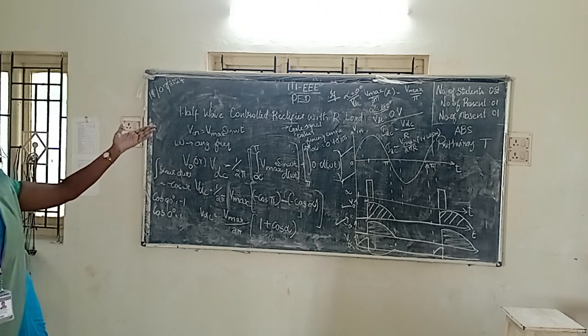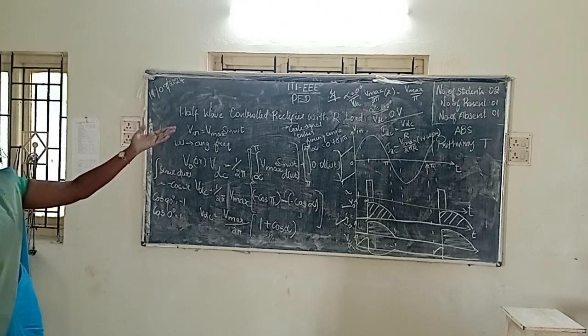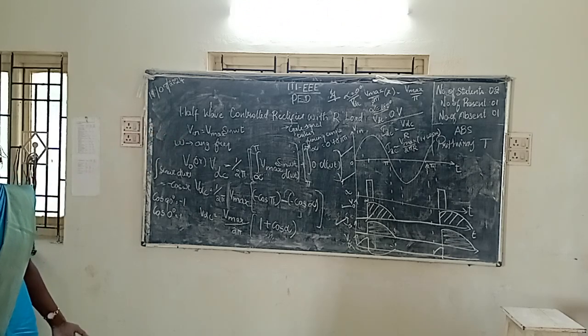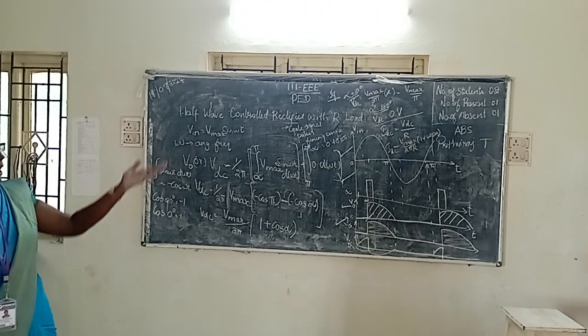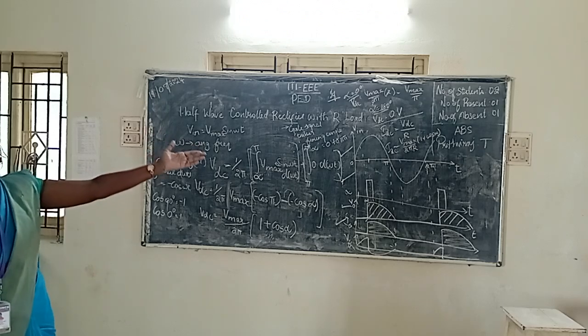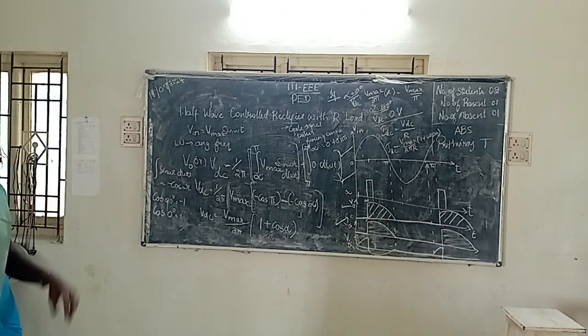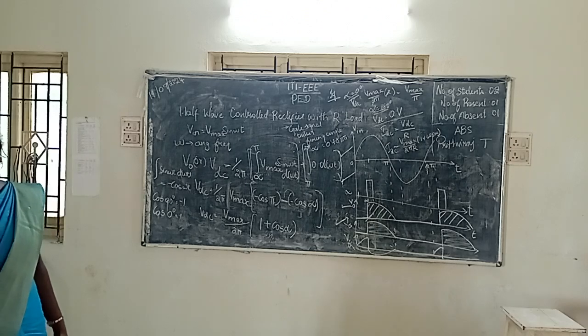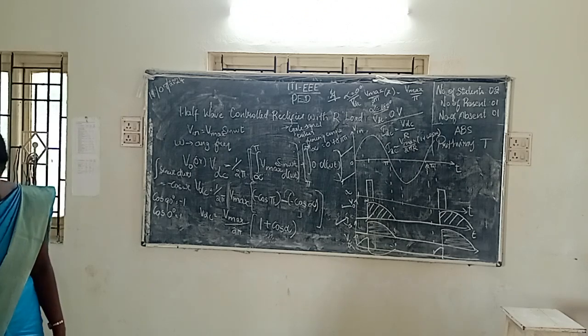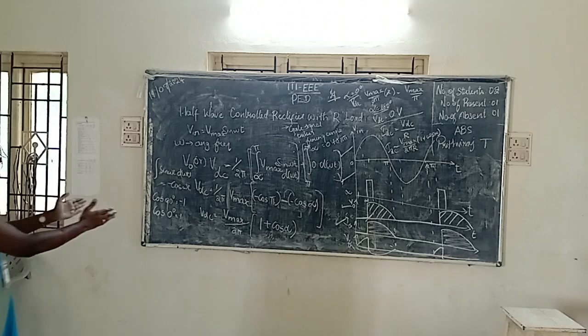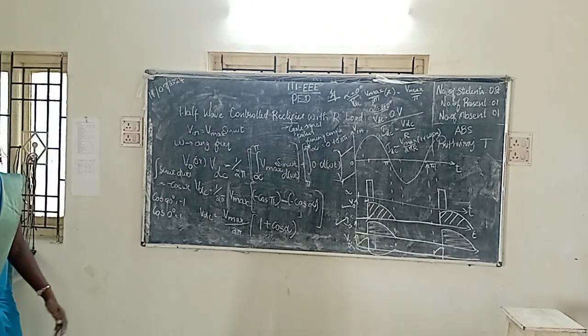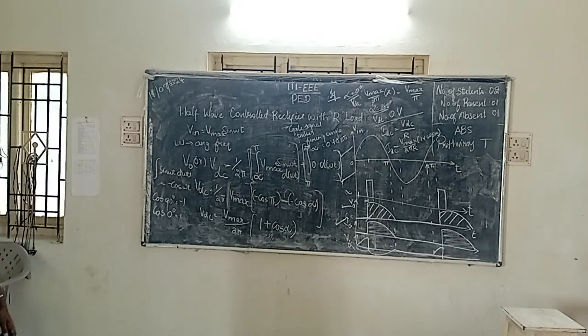After that, we applied the conditions. If alpha is 0 degree, what is the VDC? V max by pi. And if alpha is 180 degree, what is VDC? 0 volt. Okay. And next, how will the IDC be? IDC equal to VDC by R. In the VDC formula, in the denominator we just have to put the resistor, since from Ohm's law, I equal to V by R.